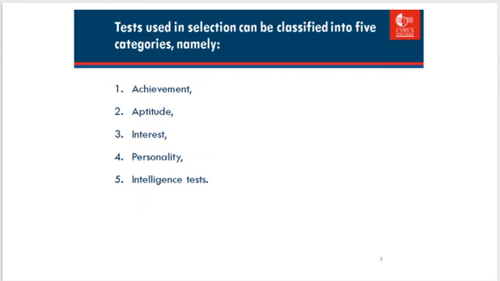Tests used in selection can be classified into 5 categories, namely: first, achievement tests. Achievement tests measure the job knowledge of the applicants in areas such as marketing, HR and economics. When an applicant claims to know something, an achievement test is given to measure how well he/she knows it. It is for this reason that achievement tests are also known as proficiency tests or performance tests. Achievement tests are a refinement of the work sample technique and are used to measure what the applicant actually can do and what tasks he/she can perform right now.